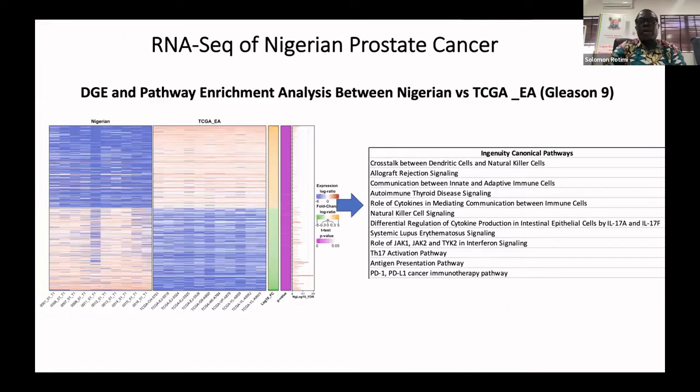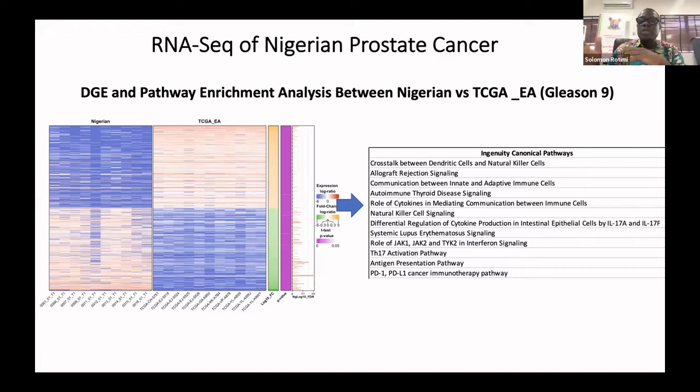And so finally, as I begin to round up, I just thought I should also show this study where we completed the RNA-seq analysis of Nigerian prostate cancer patients. When you compare Gleason 9, very high-grade disease, with Gleason 9 in TCGA of European American patients, it's completely opposite. You look at the heat map, completely opposite. The genes that you find highly regulated in Caucasians are completely down-regulated in Nigerian patients.